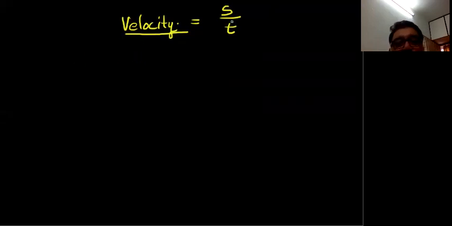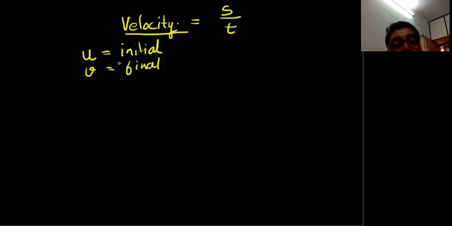Okay, first of all, let's see what is the unit of velocity and what are the symbols for velocity. Velocity has two symbols, a small u and a small v. If we are talking about the initial velocity, we use the symbol small u. And if we are talking about the final velocity, we use the symbol small v. Initial means at the starting of the motion and final means at the end of the motion. So there are two symbols for velocity.